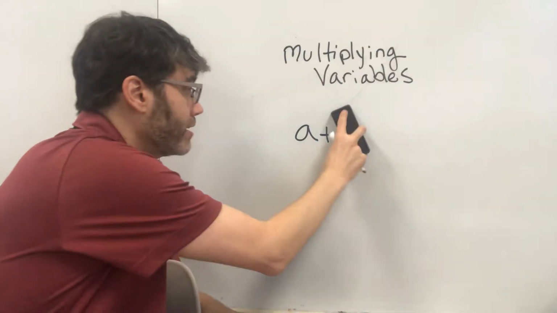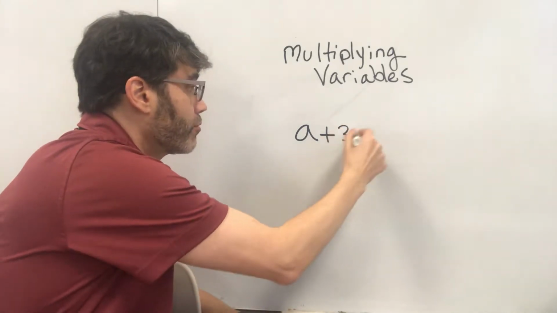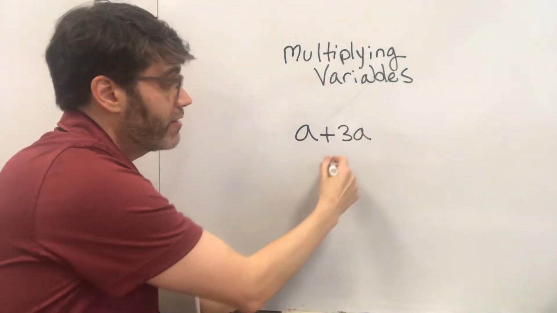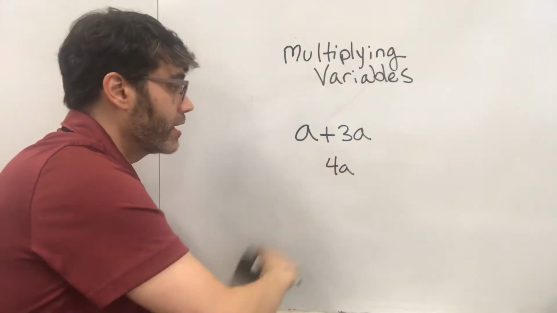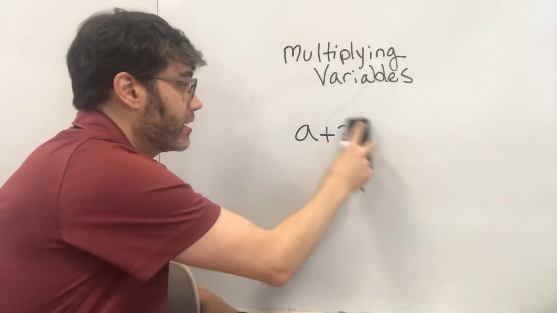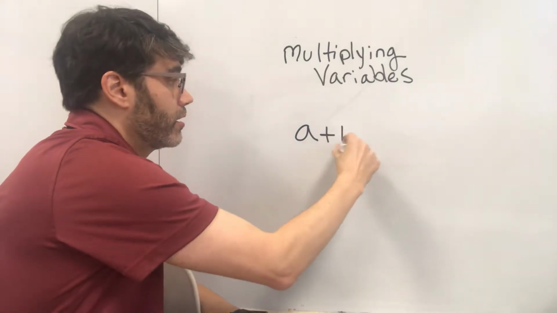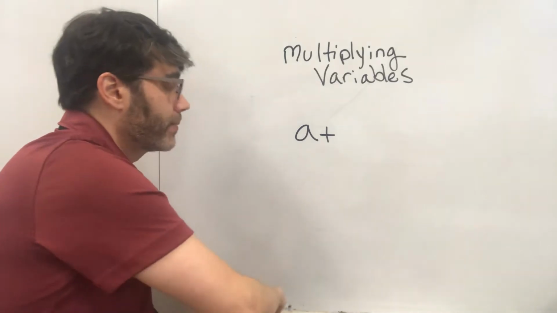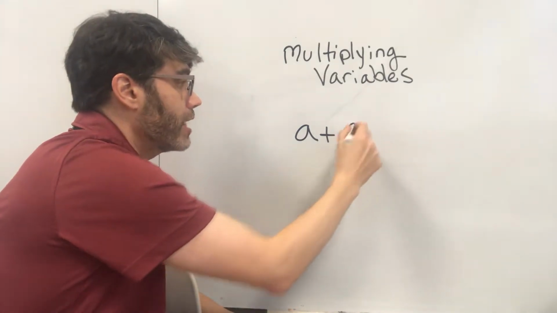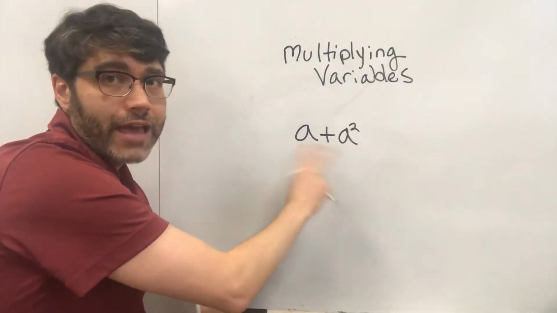You could combine A and 3A, and that would make 4A. So these are like terms, but if you add an unlike term, you can't do it. Also, by the way, A squared is an unlike term to A. You cannot add these together.